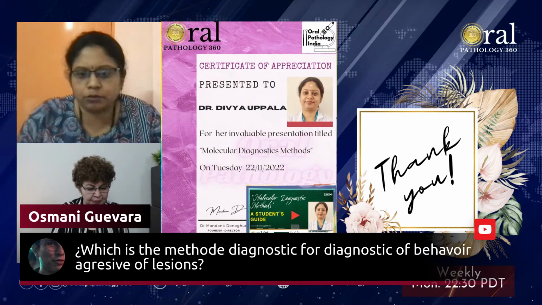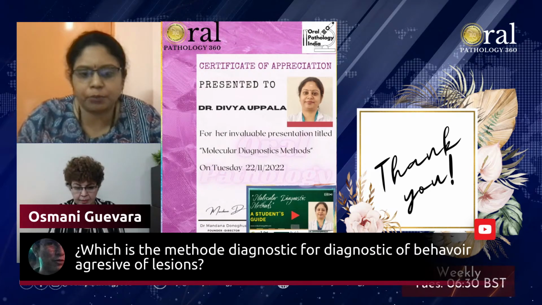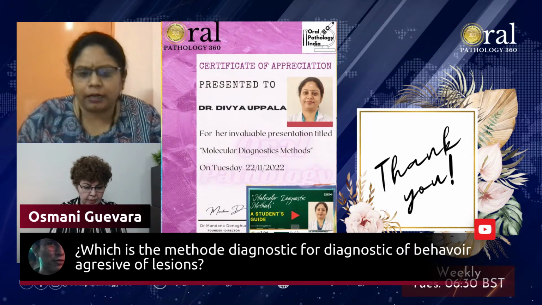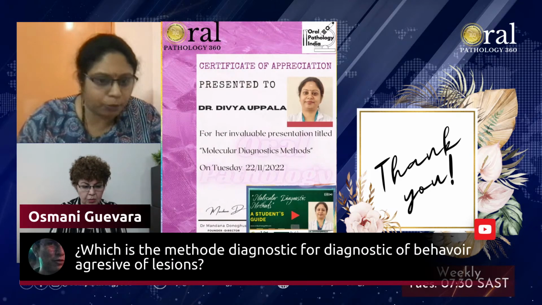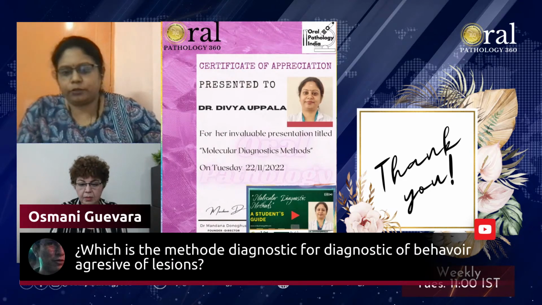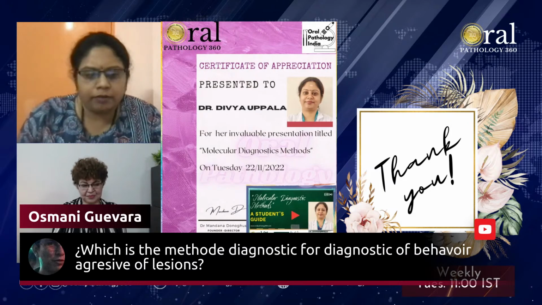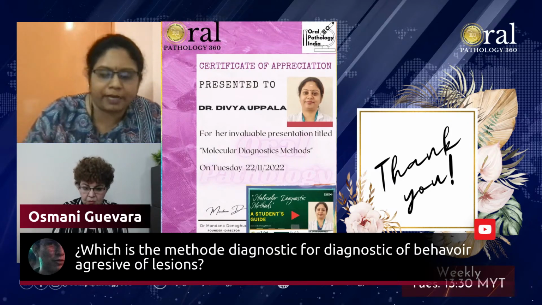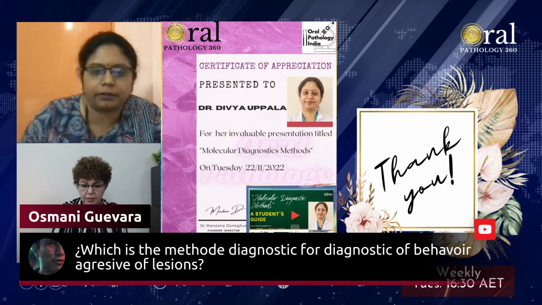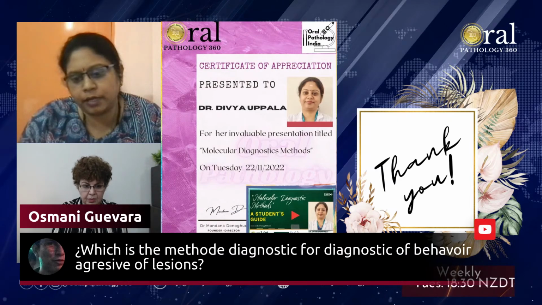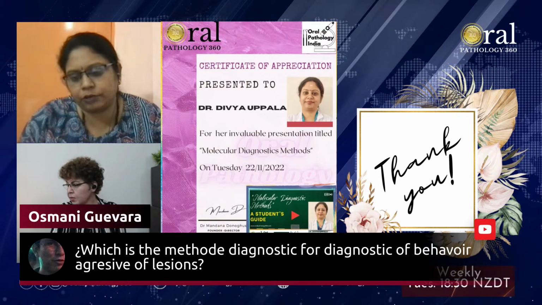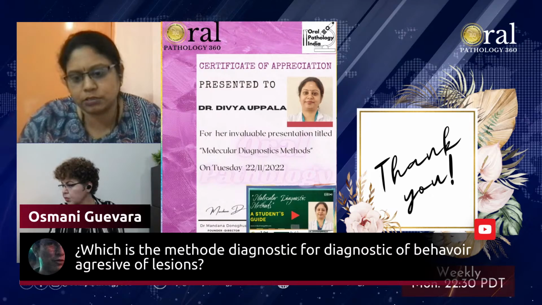So we have these two methods, cytogenetics and molecular diagnostics. Because he has asked about molecular diagnostic methods, I'll try to answer in that. We can use the comparative genomic hybridization technique and see the differences between a normal and an aggressive lesion. So we can point out the mutations in those lesions.